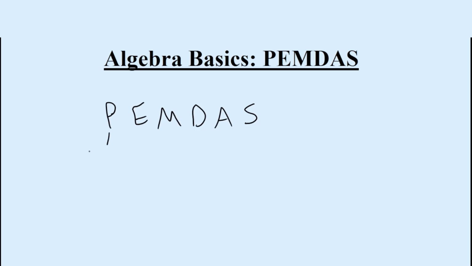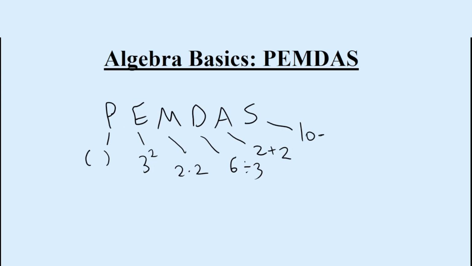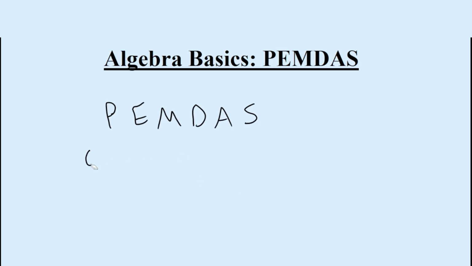P stands for parentheses. E stands for exponents. M is multiplication. D is division. A is addition. And S is subtraction. That's what they all stand for, PEMDAS. And it's really important because it shows you what order to evaluate expressions.